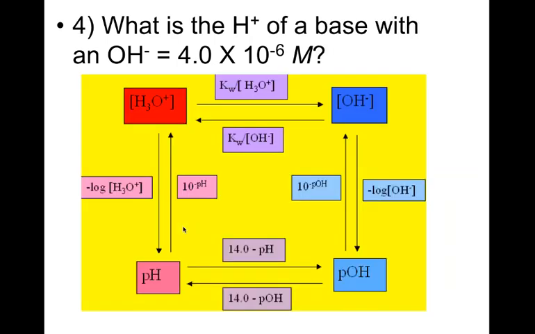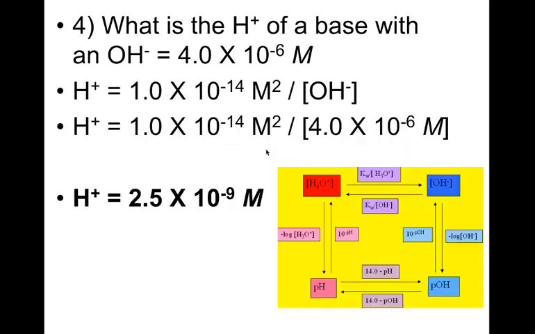For the fourth one, we have what is the H plus of a base with an OH of 4.0 times 10 to the negative 6. OH is here. H plus is here. We're moving in this direction right here. So it's going to be Kw divided by the OH minus concentration. That's going to make that work.